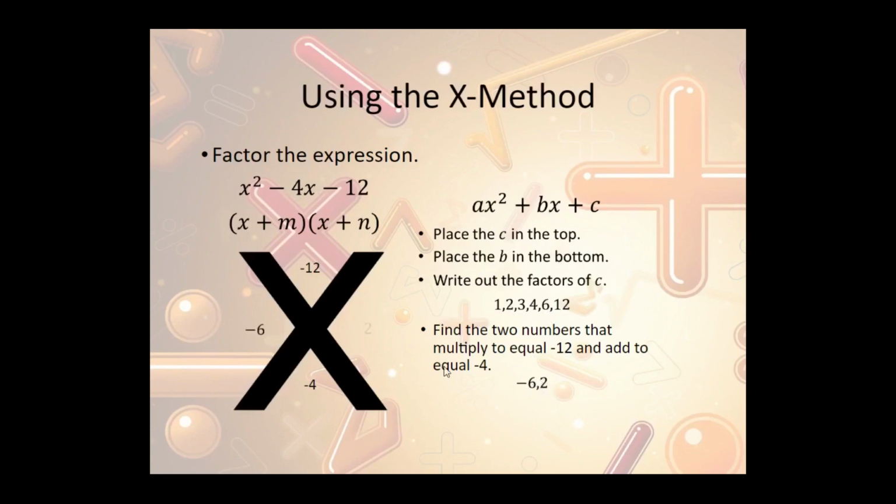So I go ahead and add those to my x. Then I place them into the solution. So I start with (x plus m) times (x plus n). And then I'm going to plug negative 6 in for one of them and 2 in for the other one. And I get (x minus 6) times (x plus 2).